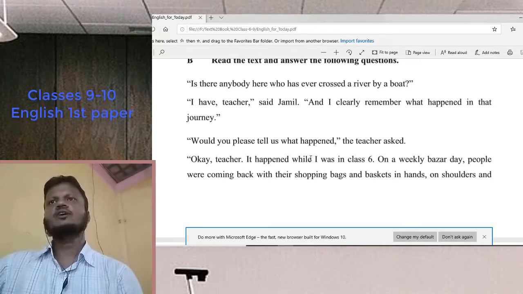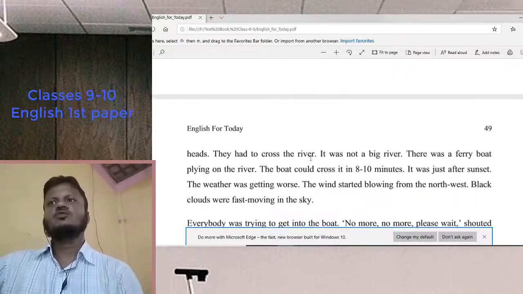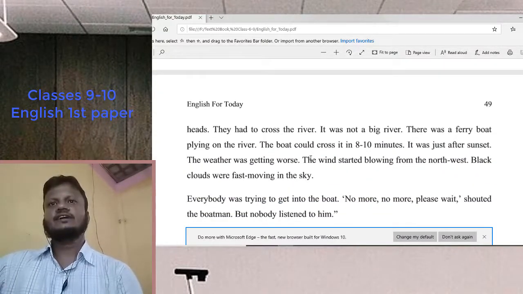Is there anybody here who has ever crossed the river by boat? I have, teacher, said Jamil, and I clearly remember what happened in that yard. Would you please tell us what happened? The teacher asked. Okay, teacher, it happened while I was in class 6. On a weekly bazaar day, people were coming back with their shopping bags and baskets in hands, on shoulders and hands. They had to cross the river.